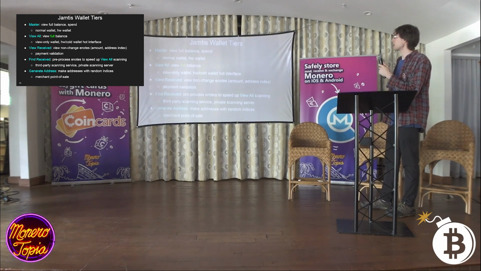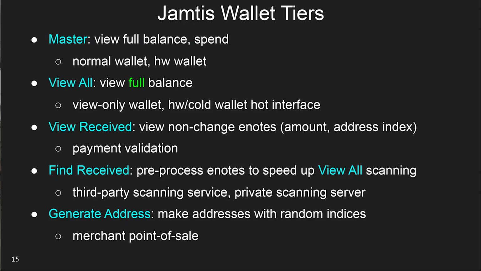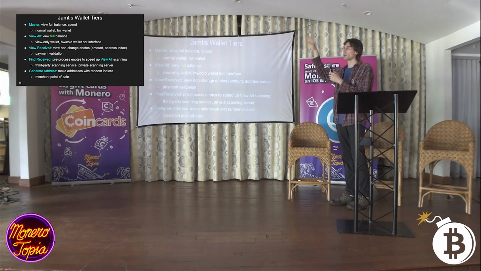Next slide. The big thing with Jamtis that's really exciting is the ability to have these very distinct wallet tiers that are very different from what we have today. At the top is the usual wallet, which is the master wallet that can do everything. It can view the full balance, everything that you own, and it can be used to make new transactions and spend funds. So with this, you'd have a normal wallet or a hardware wallet as a master wallet. And then the really exciting one is this view all wallet. This is the wallet that can view the full balance of your wallet without being able to spend.